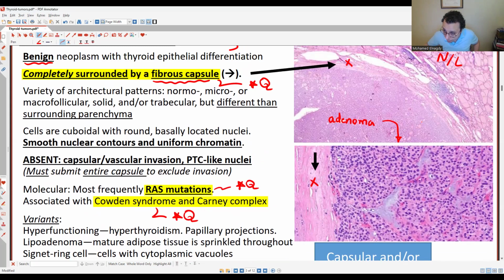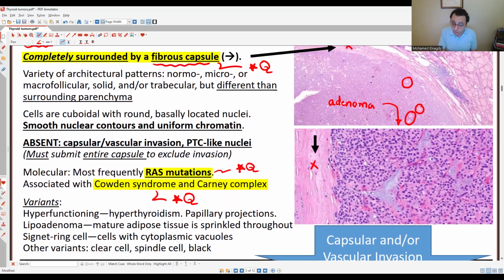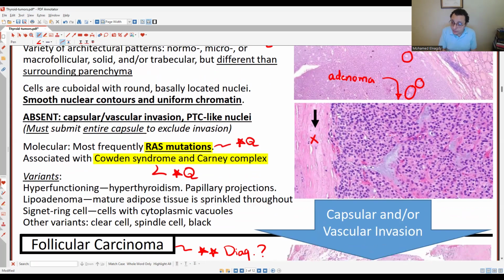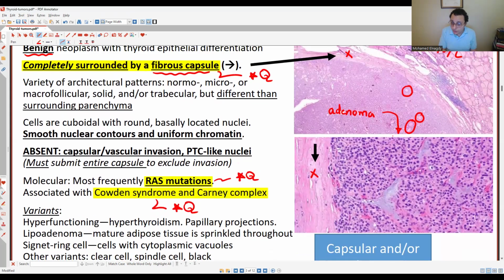Look at this low power picture. You will see a little bit of colloid here, a little bit of colloid there. That's the meaning of microfollicles. So it's a very crowded area of follicular epithelium, and the cells don't show any papillary nuclear features, and they don't even show malignant nuclear features. But this is not the key. The key is not whether the cells are showing malignant features or not. The key is what?